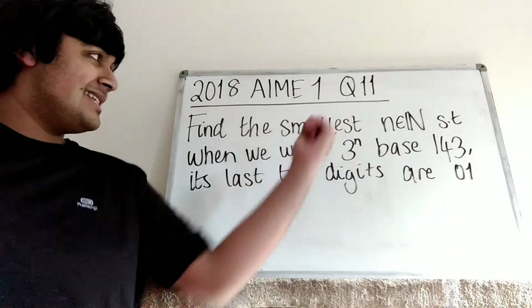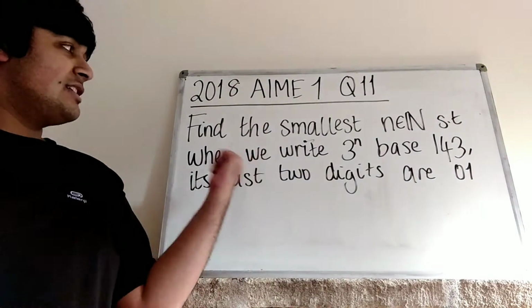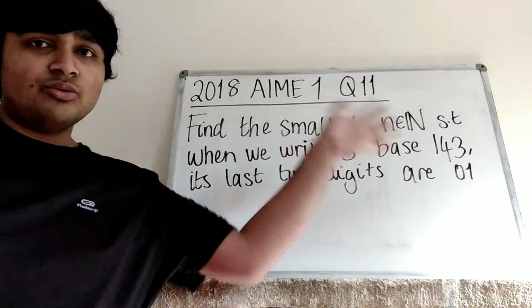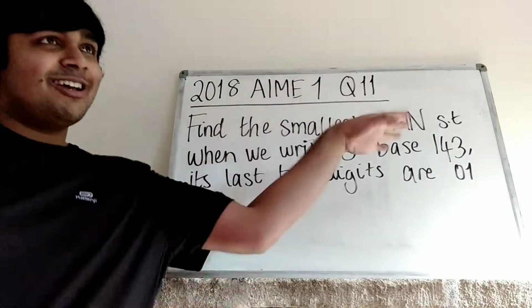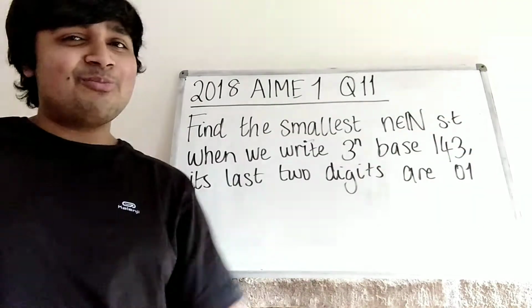Okay, so we're going to write 3 to the n in base 143, and then we want the smallest such n such that when we write that number out, the last two digits, the two most rightwards digits, if that makes any sense, are 0 followed by 1.